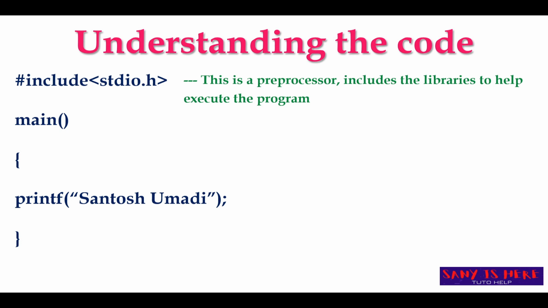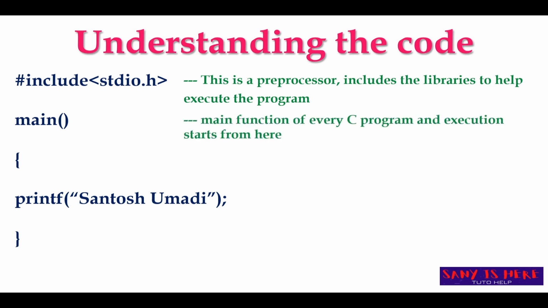Like this, there are different libraries which help the code to execute. For example, we have math.h. math.h will help to execute mathematical functions. Okay, let us see what main is. Every C program has a main function. The main function of every C program will be there definitely, and the execution starts from this main function.